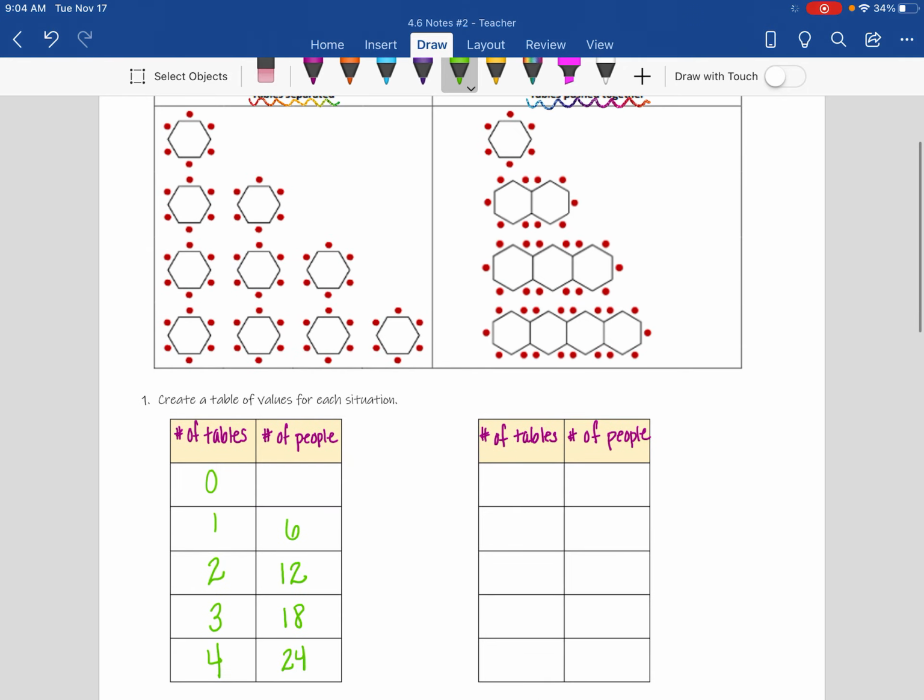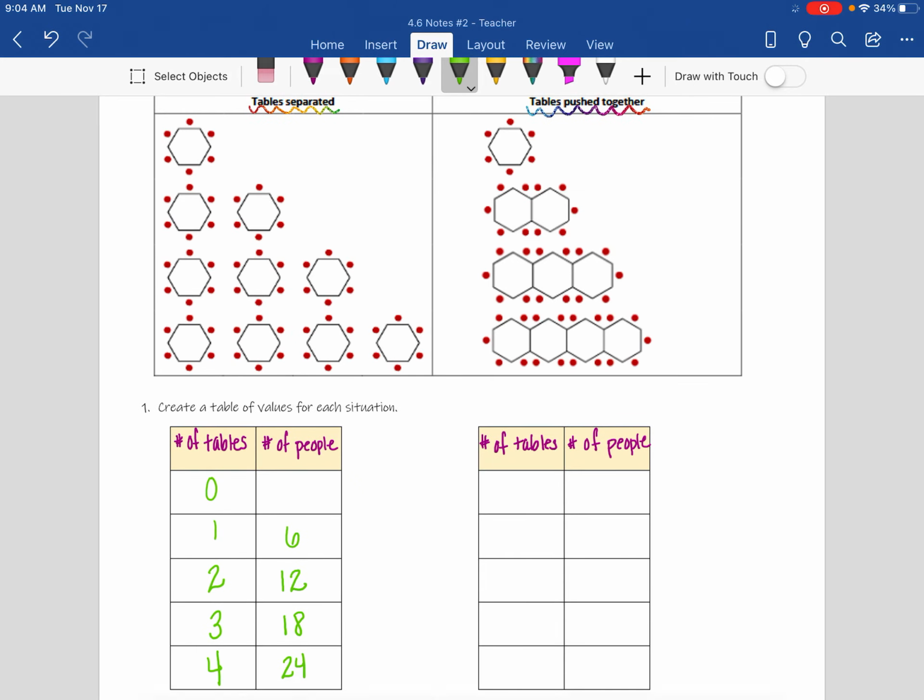Okay, and I'm going to do the same thing with the tables pushed together. I'm going to start with 0, and I'm going to label down to 4 because I show 4 tables pushed together in my picture. My first table is just all by itself, which sits 6 people. Then if I look at the 2 put together, I have 4 people up top, 4 people at the bottom, and 1 on each end. So that gives me 10 people all together.